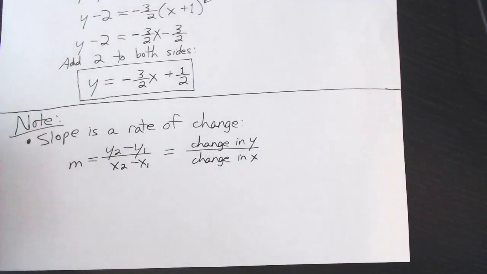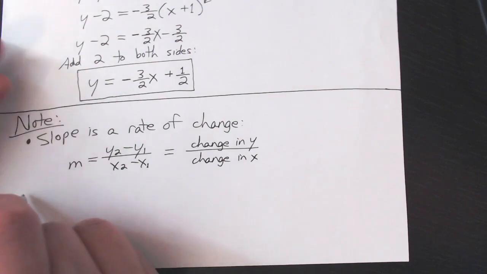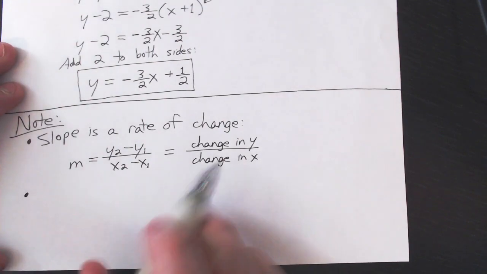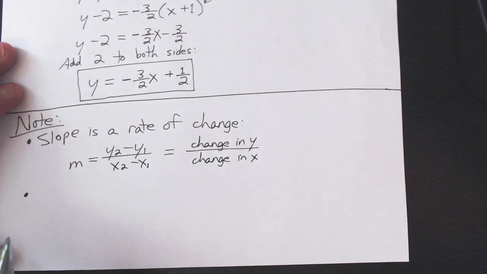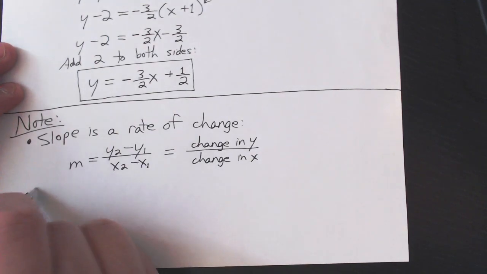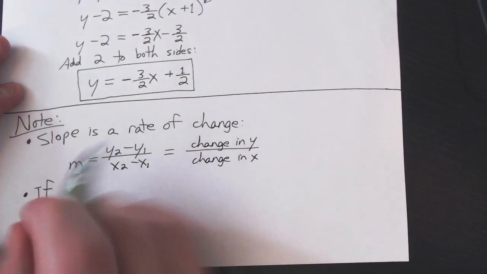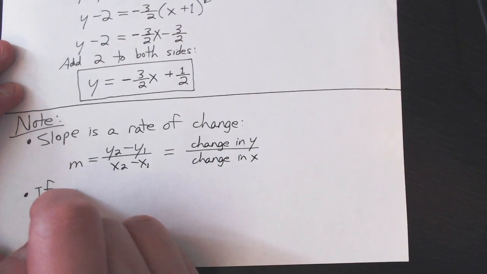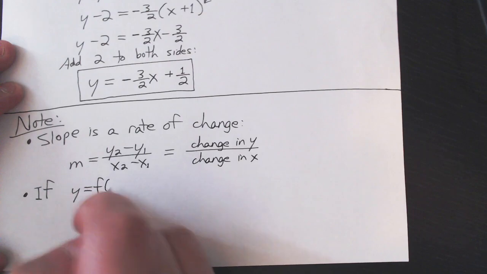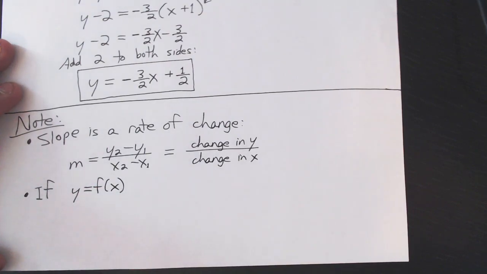How much did y change when you went from one point to the next? How much did x change when you went from one point to the next? So it's a rate of how the function is changing. And I'm using the word function, and sometimes when we talk about functions, instead of calling it y, we might call it f of x. So how does this change if we call it f of x?